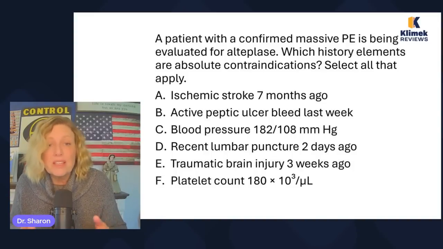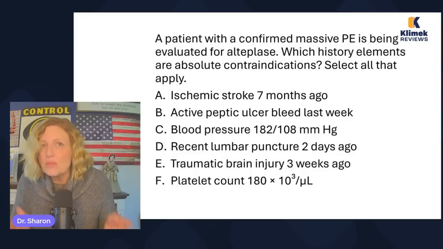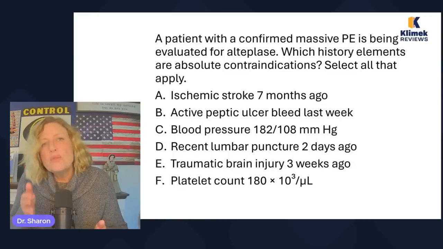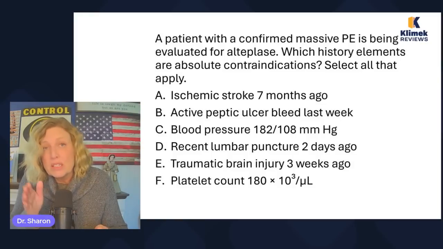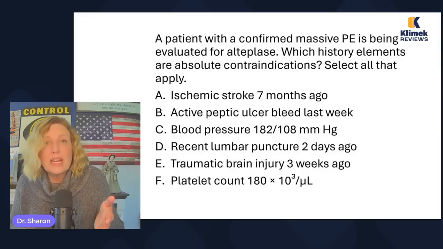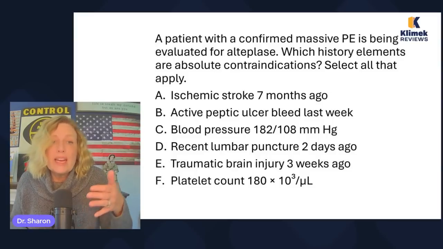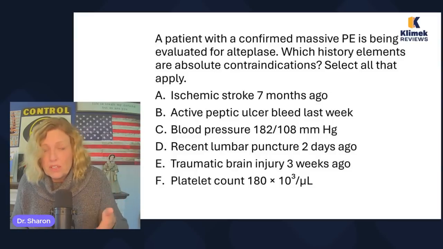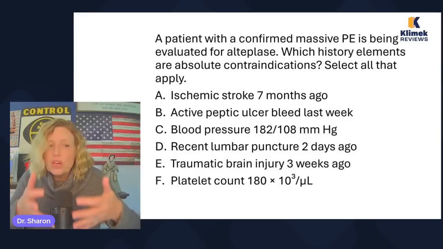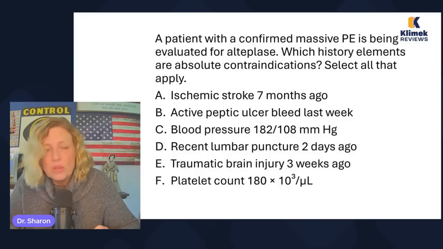Active peptic ulcer bleed last week, that was just last week. That's within that 3-month window. I'm concerned about that. Blood pressure. So if it was uncontrolled hypertension and we couldn't get it down, I would start to say it might be an absolute contraindication, but I don't know that I can't get this blood pressure down. And if we can get the blood pressure down and then we can give the alteplase, it's really important to give the alteplase if we can. So we're going to try to get that blood pressure down. So it's not an absolute contraindication.